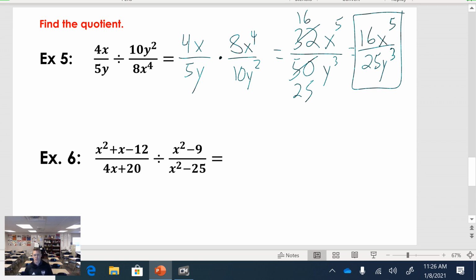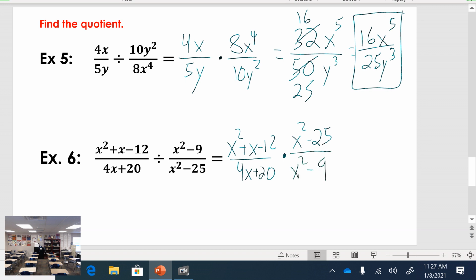So let's look at another one, example 6. We know that we've got to change our sign to multiplication and flip the second fraction. So that would look like, let's just rewrite this here, x squared plus x minus 12 over 4x plus 20 times, so we're now multiplying, and then x squared minus 25 over x squared minus 9. So we flipped that second fraction. Now that we have done that, we've set it up to where we flip the second fraction and change from a division sign to a multiplication sign. We solve it like we did in part 1.